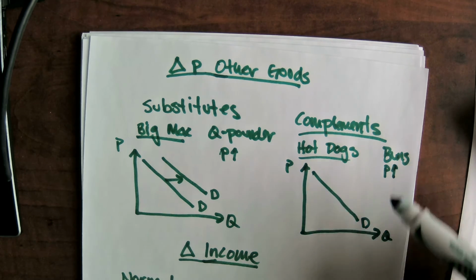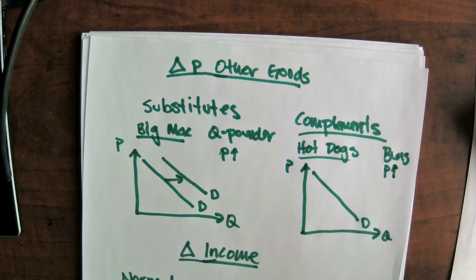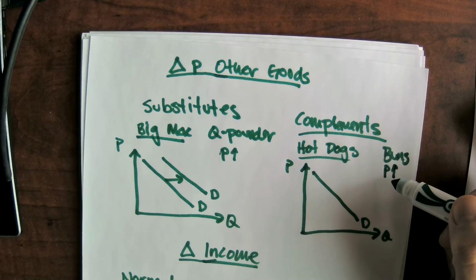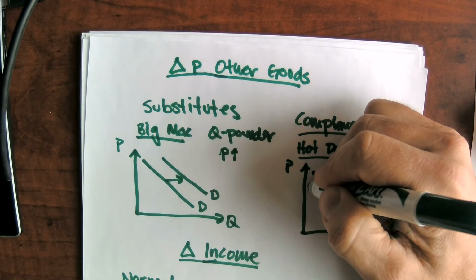Well, think about this. The price of buns goes up, what are you going to do? In order to have an actual hot dog with a bun, you need both the hot dog and the bun. If the price of the buns goes up, it makes the cost of actually making a hot dog more expensive. Is that right? So you demand fewer hot dogs.